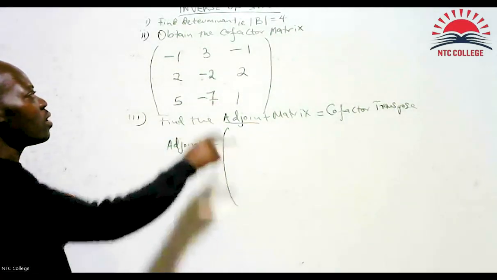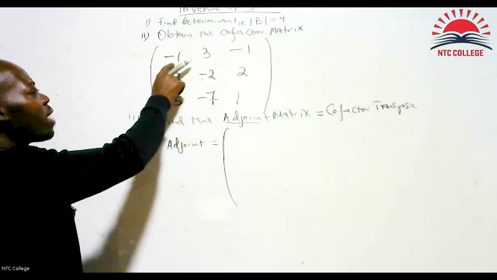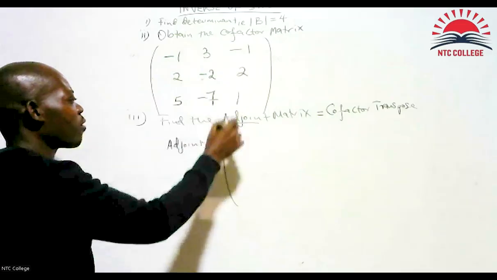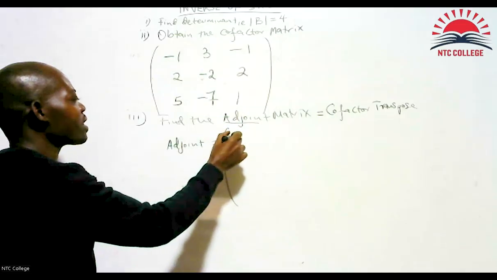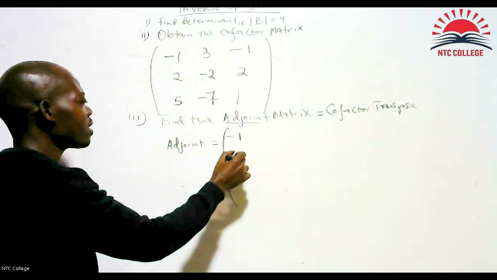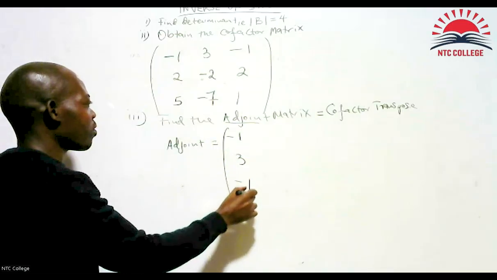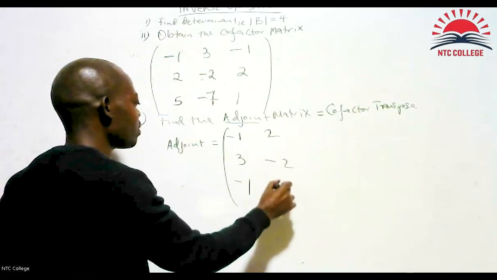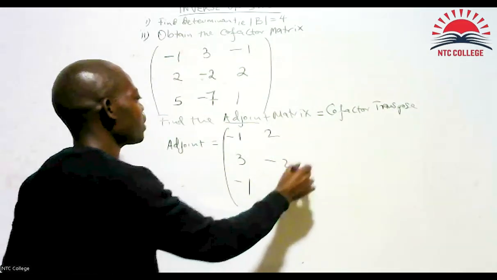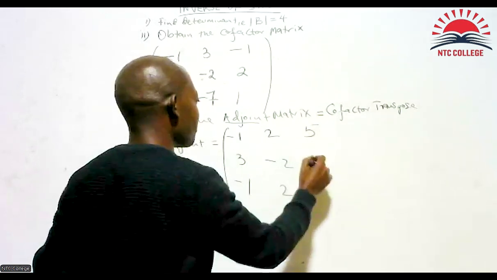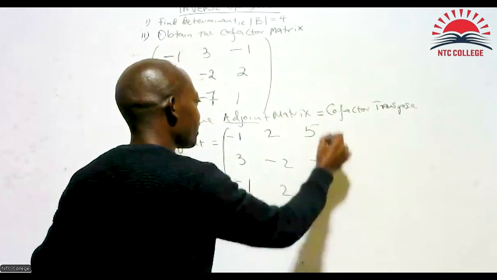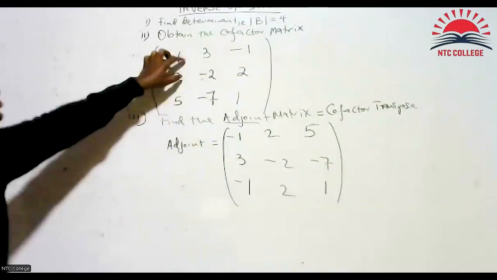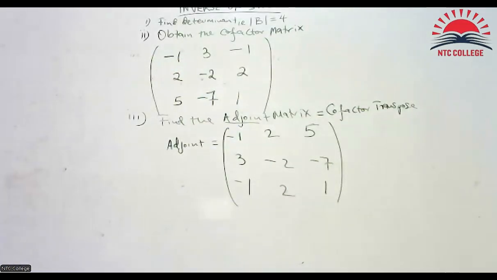Very simple. Row 1, minus 1, positive 3, minus 1, becomes column 1. So just do this working. Minus 1, 3, negative 1. Positive 2, negative 2, positive 2. Positive 5, minus 7, positive 1. And that is done. Transpose the cofactor to get the adjoint matrix.